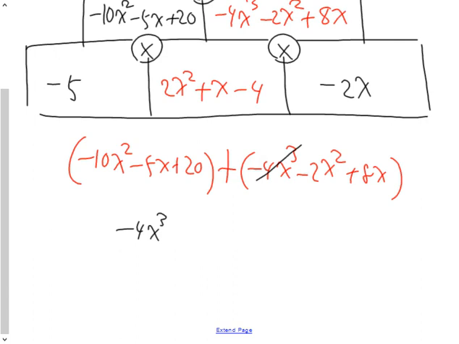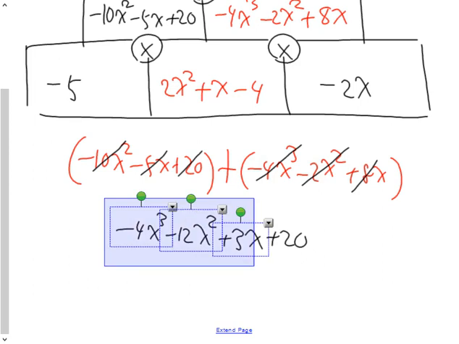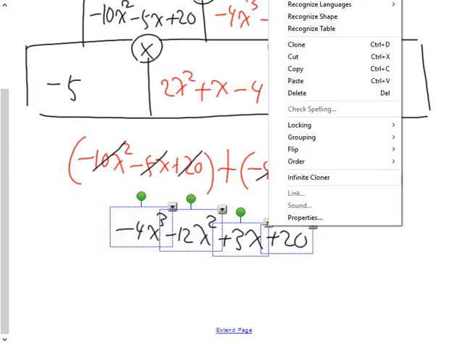The next ones we're going to gather are our x squareds. We have negative 10x squared there, and negative 2x squared there, for a negative 12x squared when I add those two terms together. A negative 5x and a positive 8x will be a positive 3x. And the constant of positive 20, since the other trinomial doesn't have a constant, there is just the constant of positive 20. And my solution for the top step of my pyramid.